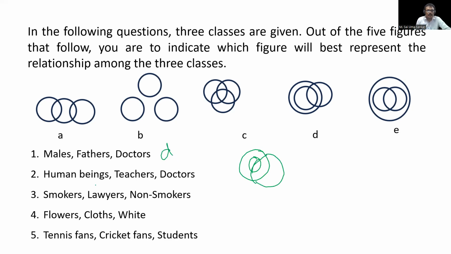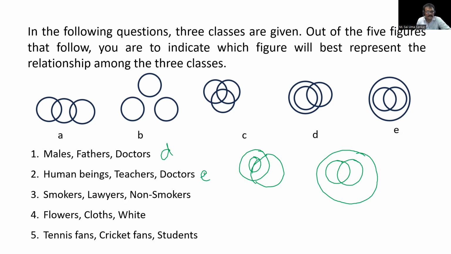Okay. Now human beings, teachers, and doctors. See, is there any relation between the teachers and doctors? Some teachers are doctors or not. Some teachers are doctors, but all are human beings or not. So what is the answer? Option E. Okay, some teachers are doctors. All teachers are human beings. All doctors are also human beings. So what is the answer? Option E is the correct answer.